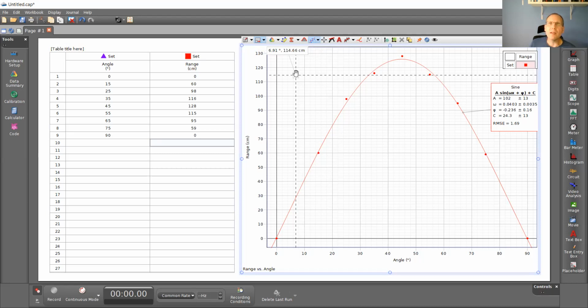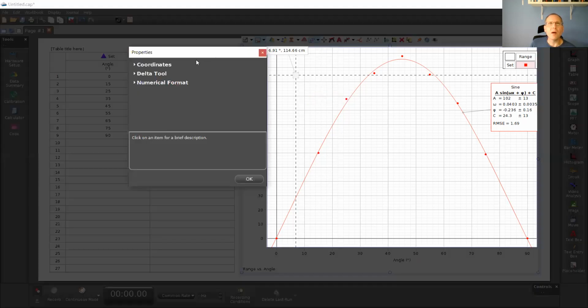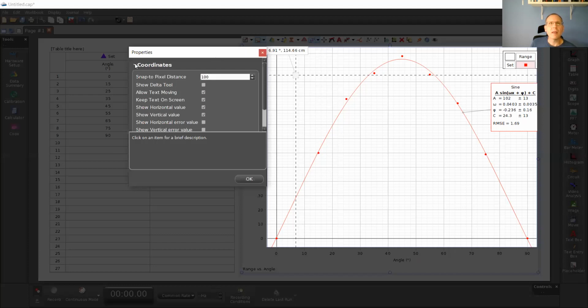And then we need to change one setting. So we're going to click on this, right click, go to tool properties, and we want to go to coordinates and see where it says snap to pixel distance is 100. That means when it gets close to one of your data points, it wants to jump to the data point, if it's within 100 pixels. We don't want it to jump to the data point. So we want to decrease this. Let's move this all the way down to 1. So we'll make that 1.